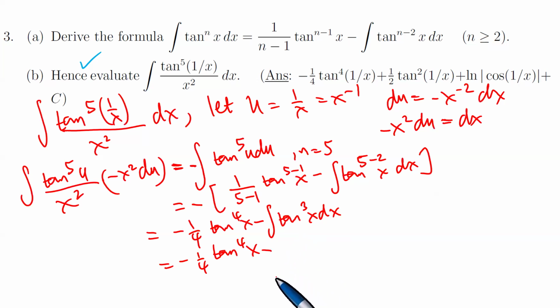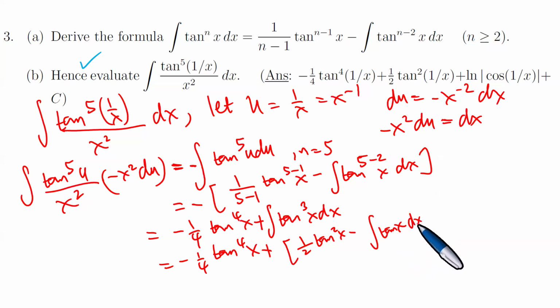Now you come to the tangent cubed. When you come to the tangent cubed, then you're going to use this part. According to this, this negative is going to multiply out here, giving us a plus, so that this one is going to be plus. But for the tangent cubed, you're going to have 1 over 3 minus 1, which is 2, tangent squared of x, minus the integral of the tangent of 3 minus 2, which is tangent of x, dx.